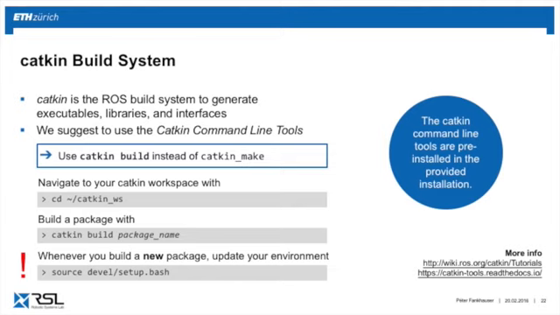Okay. So typically, when you want to build a node, you would have to go to your catkin workspace by cd and then going into the catkin workspace. And then you can build a package by catkin build and then the package name. Now here's a very important part. Whenever you build a new package, your system should know about it, or must know about it, in order for you to use it.